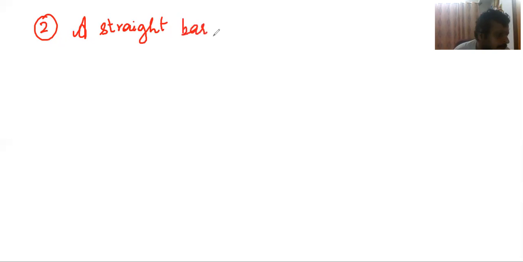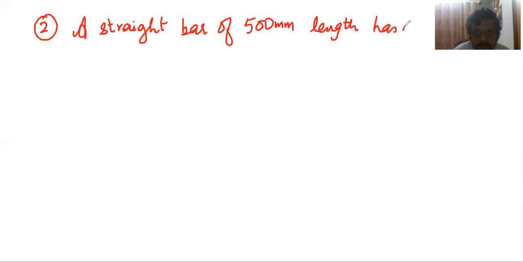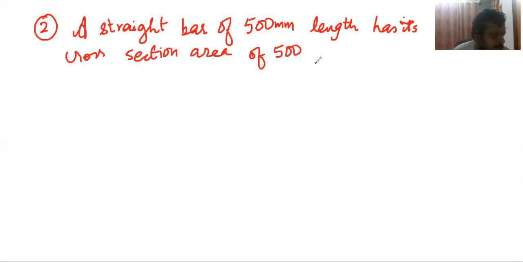Okay, next question is, a straight bar of 500 mm length has its cross section area of 500 mm square.